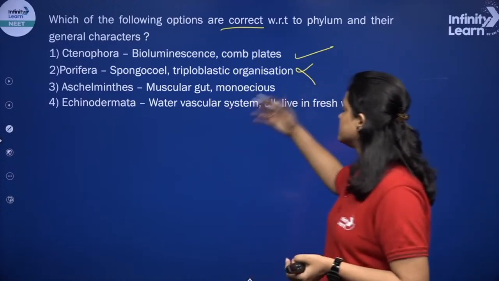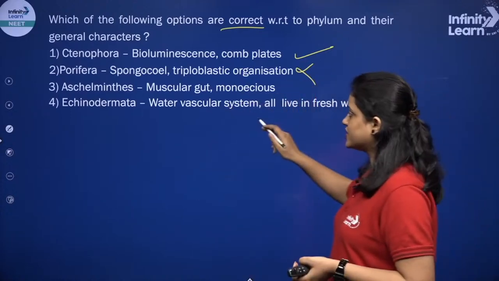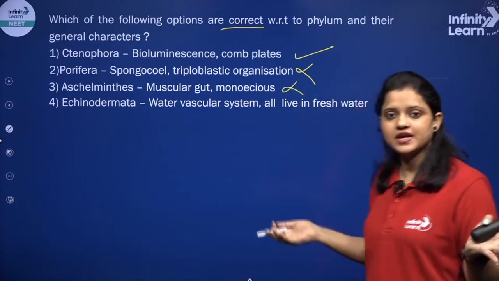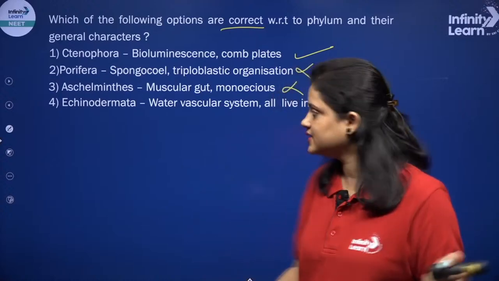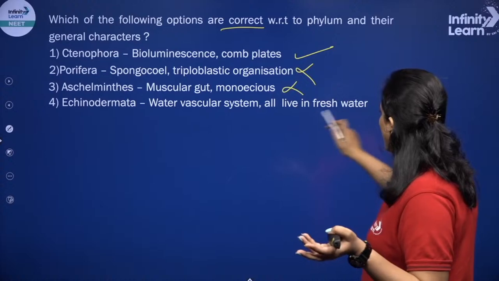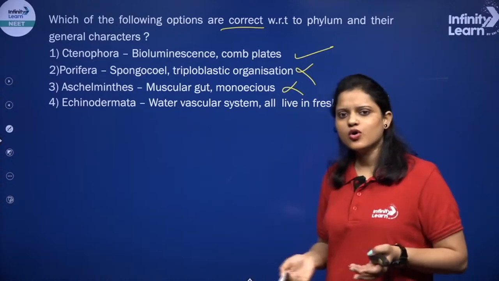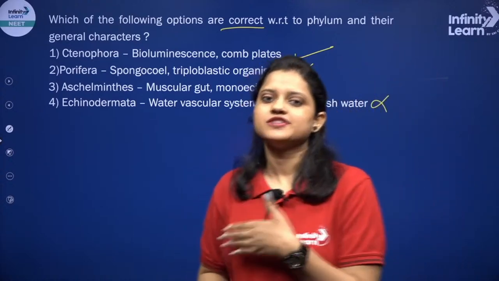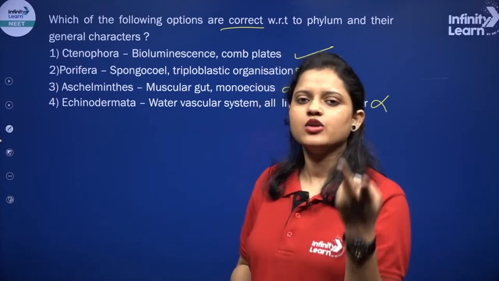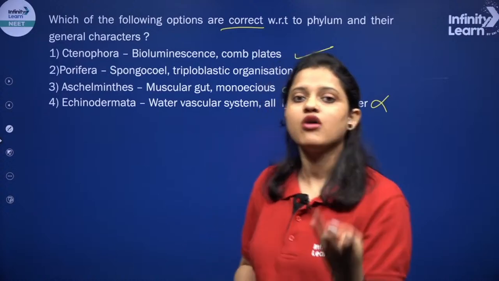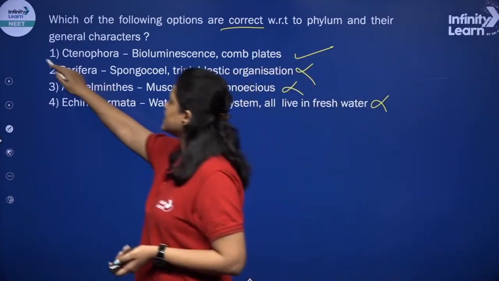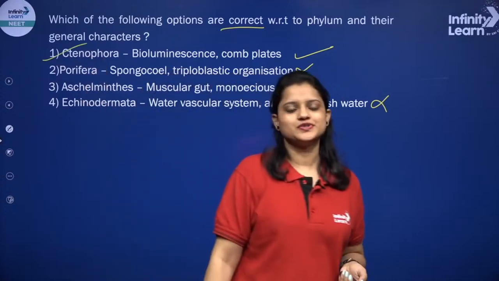Aschelminthes, muscular gut, monoecious? They have muscular gut, muscular pharynx, but they are dioecious. Male and female are separate. They even show sexual dimorphism, right? Echinodermata, water vascular system? Yes, it is there. All are living in fresh water? No, all are marine. They are exclusively marine. So Ctenophores are exclusively marine, then Echinodermata are exclusively marine, then Hemichordata are exclusively marine, right? Remember this. So correct option here will be first one. Now let's move on to our next question.